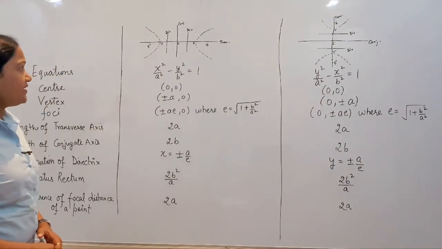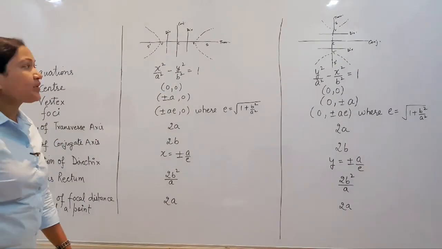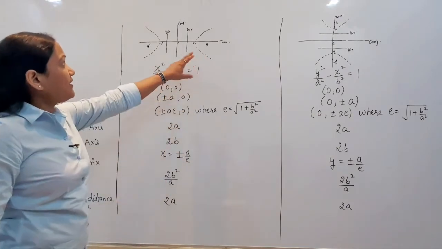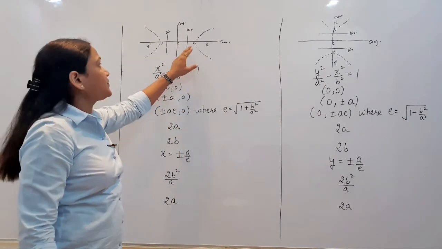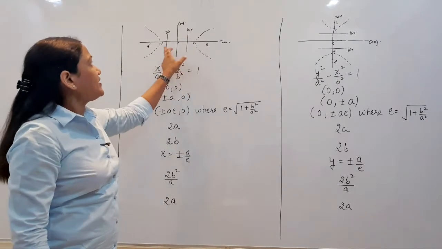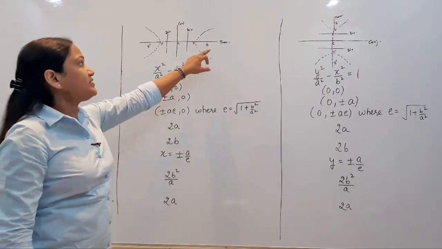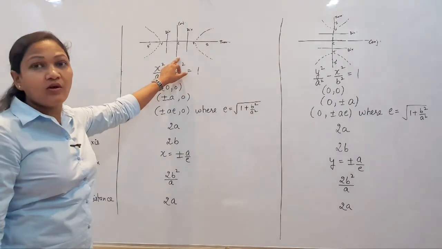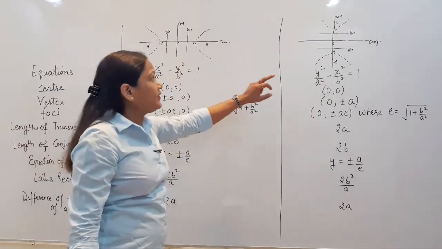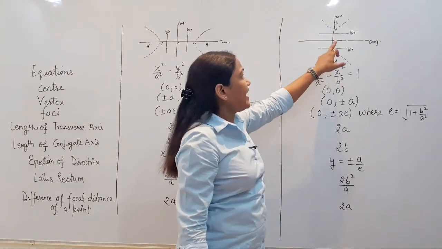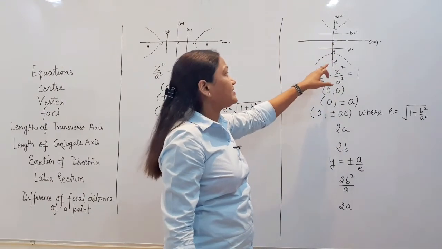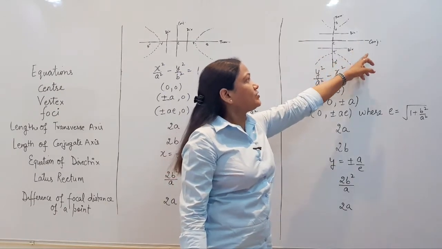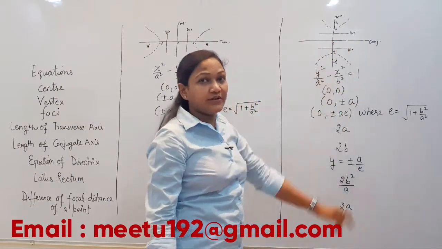Now there are two types of hyperbolas. First one is whose foci and vertices are along x-axis, center at origin. So x-axis पे अगर आपके vertices और foci हैं, that means the x-axis is your transverse axis and y-axis is your conjugate axis. And the other one is whose foci and vertices are along y-axis. So your y-axis is the transverse axis and x-axis is the conjugate axis with center at origin.